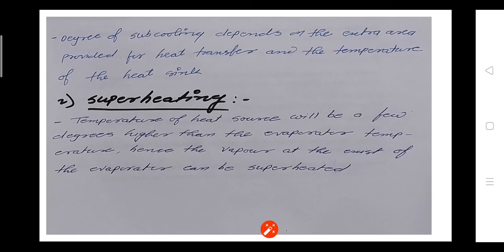Now, the subcooling is beneficial for the performance of the VCR cycle. Then why do we not use subcooling at a much lower temperature? The degree of subcooling depends on the extra area. For doing the subcooling you have to provide some extra area for the heat transfer.